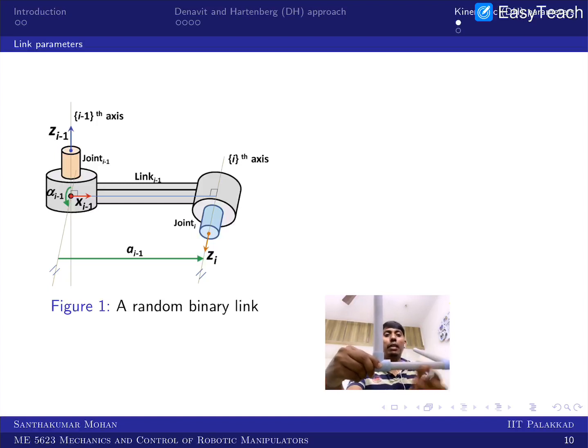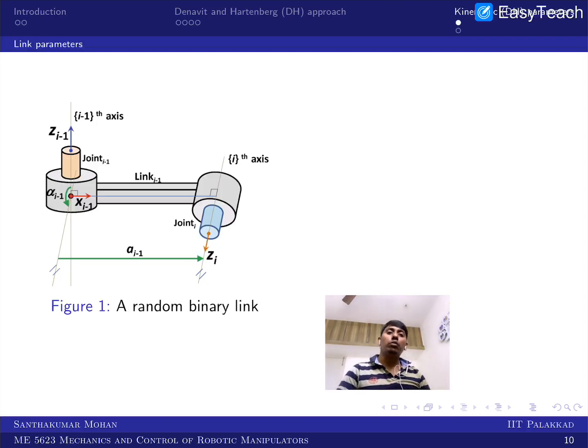So this is the random link, k minus 1, and this is the k minus 1 axis, and this is the kth axis. Now you can see what the link looks like. There is a transformation, in the sense a translation, and these two joints are a distance and an orientation apart. One is perpendicular to the ground, and the other is pointing towards me. So there is an angle between these two, and similarly there is a distance apart. This is what we are trying to see.